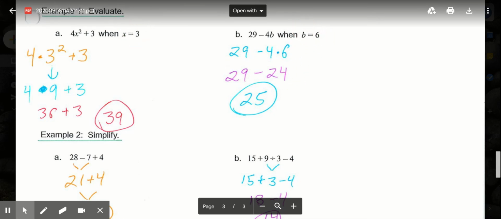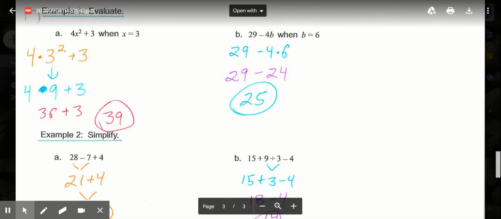So on A, we're plugging a 3 in for x. So we have 4 times 3 squared plus 3. Start with the exponent. 3 squared is 9. 4 times 9 plus 3. Multiply. 4 times 9 is 36. 36 plus 3 gives us 39.